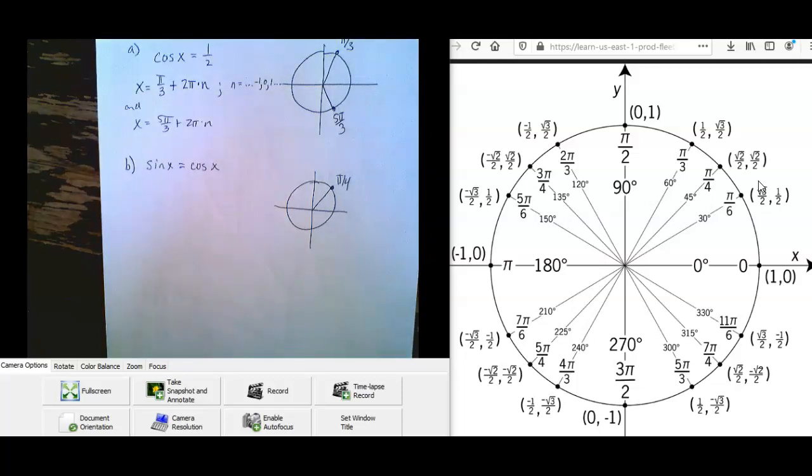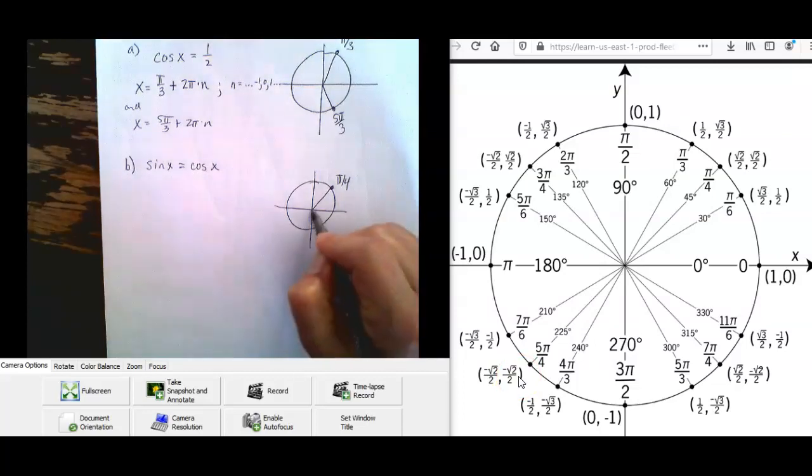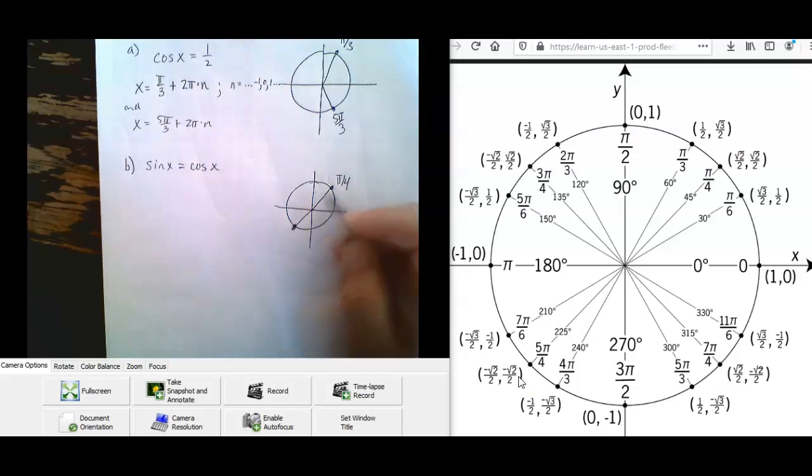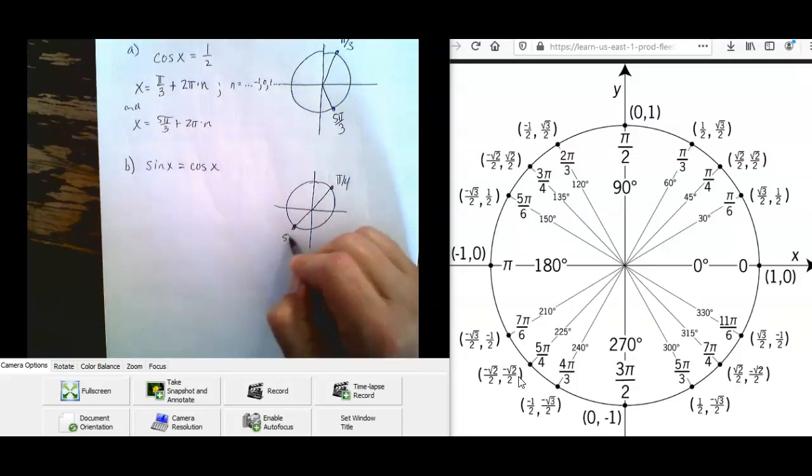And where does that happen again? So if we go around, well, is that true here? Are these two the same value? Are they equal? Well, no, because one's negative and one's positive, so that's not a good angle. Go around here, we see they're both negative root 2 over 2 and negative root 2 over 2. So another solution happens at just the opposite side. That would be 5 pi over 4.